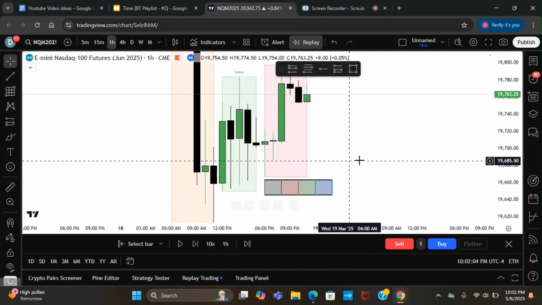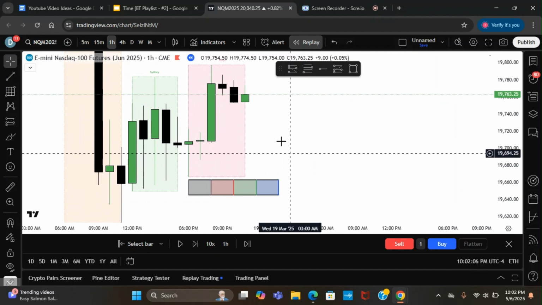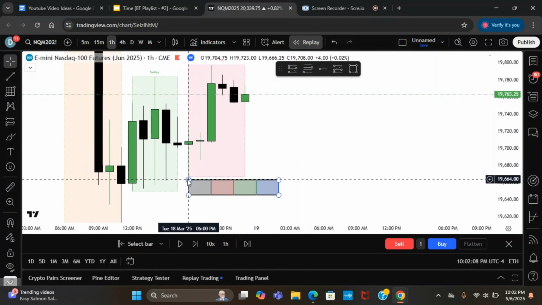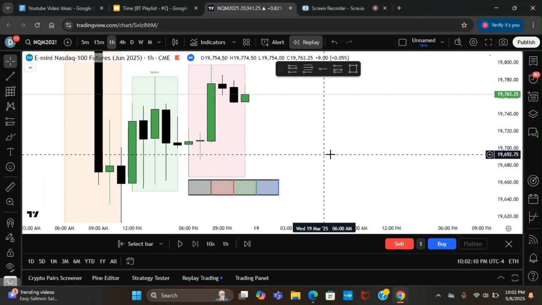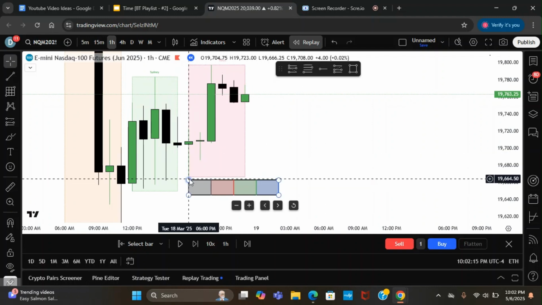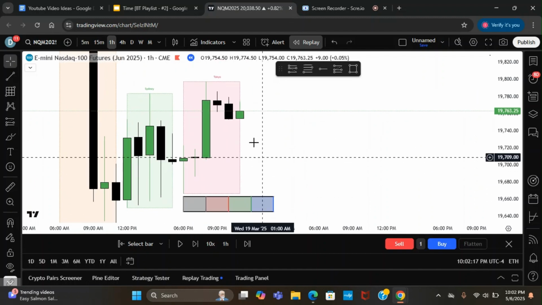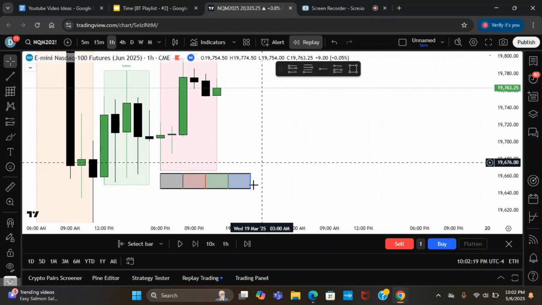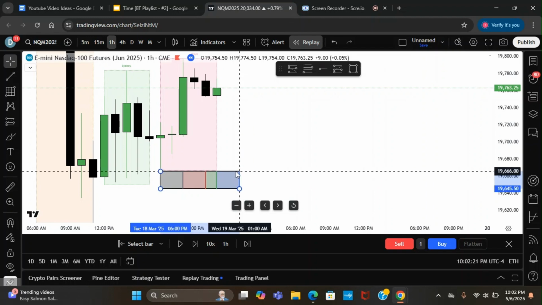All right, so the way that we do this is we drag this box from the session start to the session end, because we're breaking the session up into quarters. So the start of the session would be at 6 p.m. This is Tokyo or Asia. And the end of it would be at midnight.